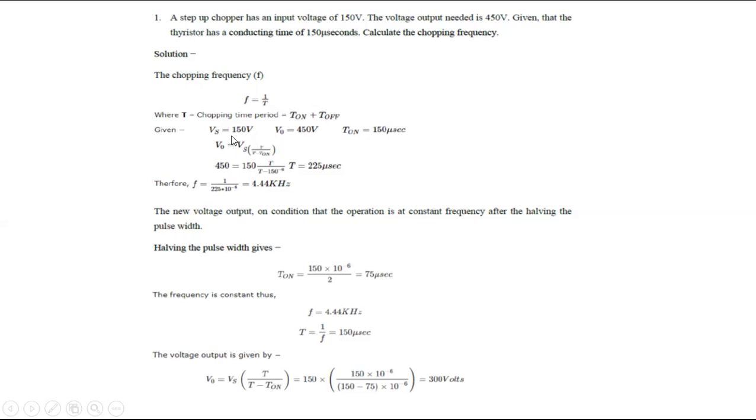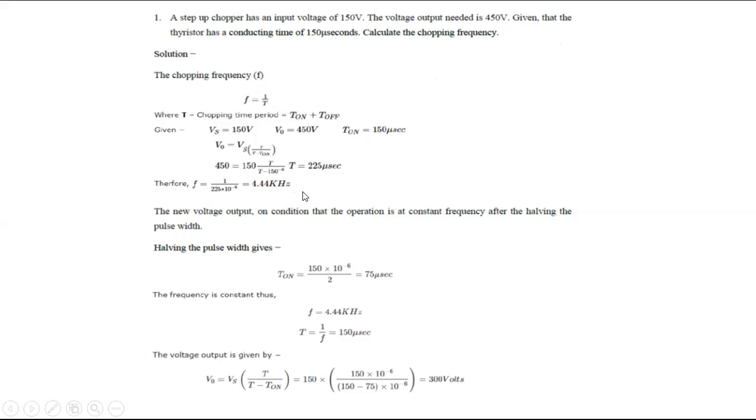So what is a step-up chopper? Output voltage equals input voltage into 1 by 1 minus del, and del is T on by T. If you substitute, you will get this expression: T by T minus T on. So after substitution, you will get the total time period. Again F is equal to 1 by T, which is 4.44 kilohertz. And the operation is constant after having the pulse width. Okay. So frequency we have done here. Up to this point the problem is finished.